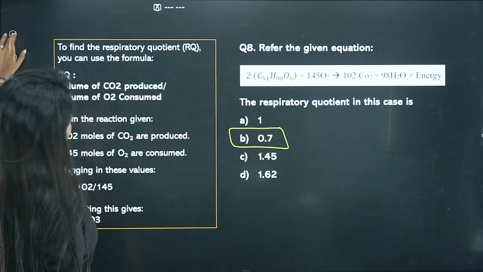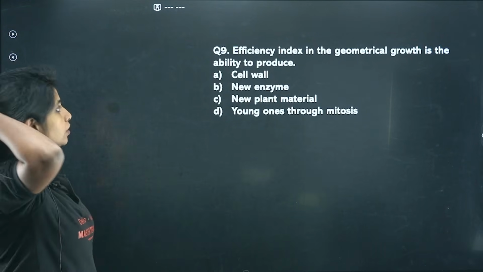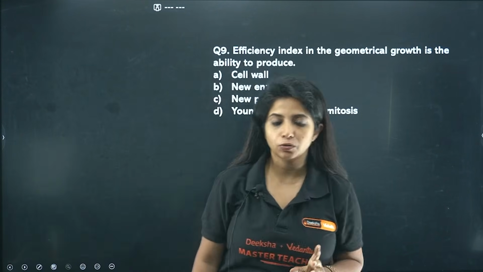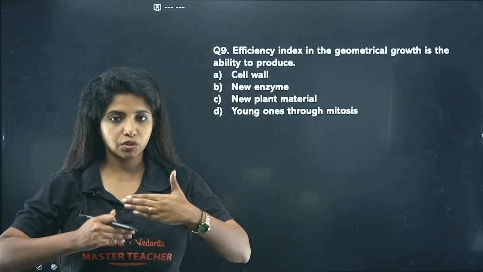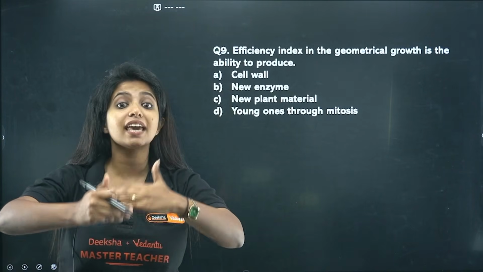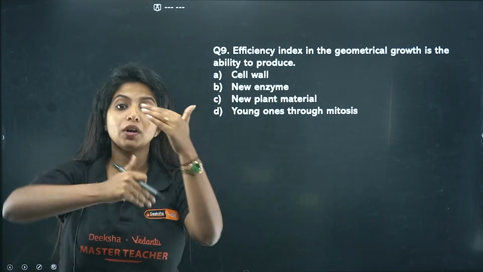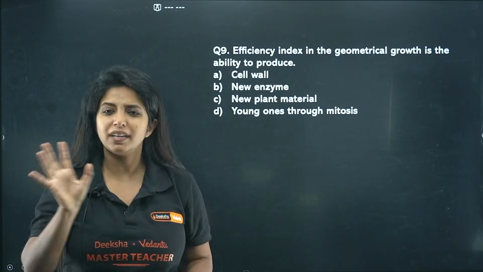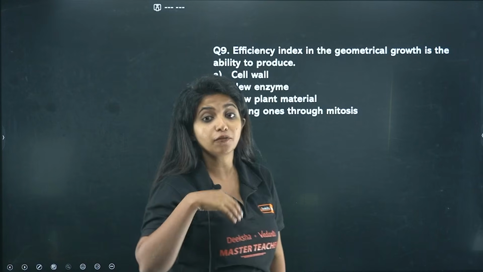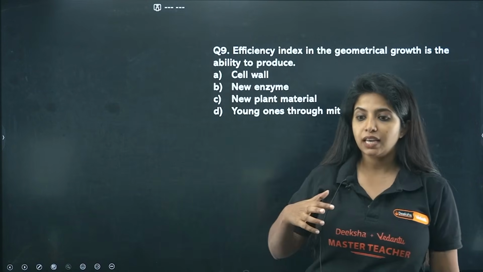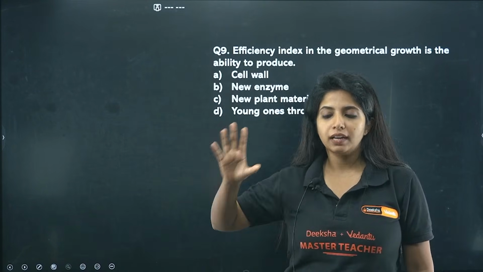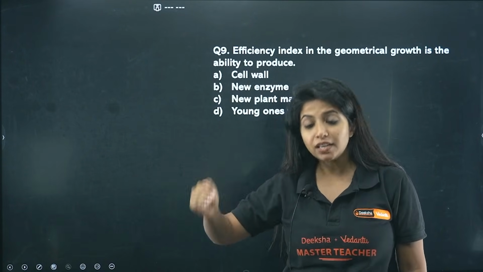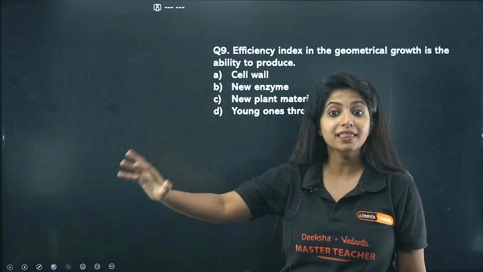Okay. Now going ahead, efficiency index in geometrical growth is the ability to produce what? So what is efficiency index in geometrical growth? Geometrical growth means exponential growth. The cell is dividing, increasing exponentially, 2 to 4, 4 to 6, and goes on like that. Efficiency index is the term used in the case of plants. You just have to remember, it has something to do with the increase of cell number in the case of a plant.